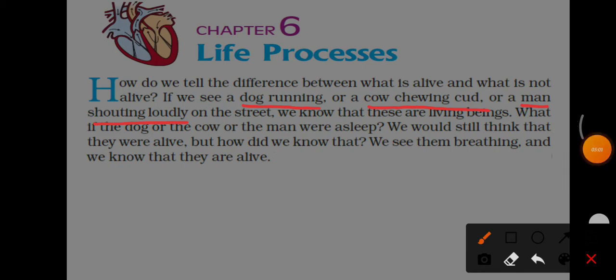But what if these organisms are sleeping or taking rest? Still we can identify them. If they are bigger organisms, we can see their chest moving. From these we can tell easily that these organisms are alive.